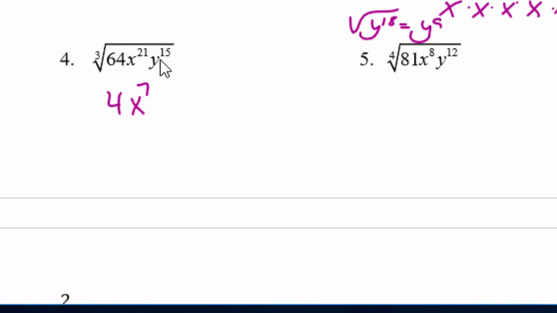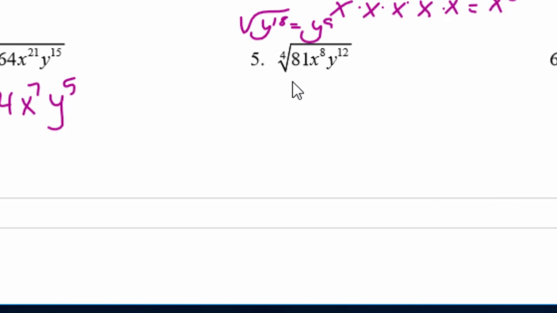All right, look at the y to the 15th. There's 15 y's. We need to group them in groups of 3. The index tells you the groups, right? Okay. And so if I have 15 y's, how many groups of 3 can I make? 5 of them, so y to the 5th. So if you think we're doing a division, yeah, that's kind of what we're doing, isn't it? Okay, let's go to the next one.